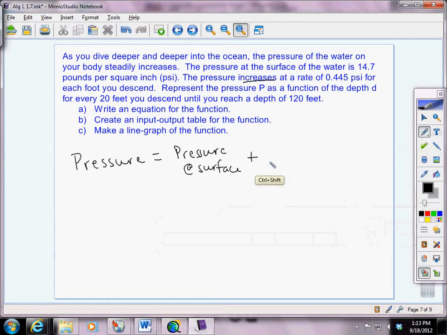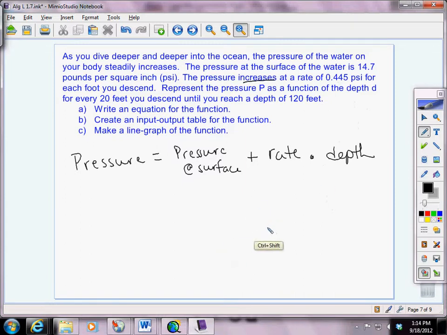Okay, so the pressure at the surface is going to increase at our rate times our depth. So the pressure that we're going to feel as we keep diving further and further down is going to be equal to whatever our pressure is at the surface, and then it's going to increase by this rate for our depth.